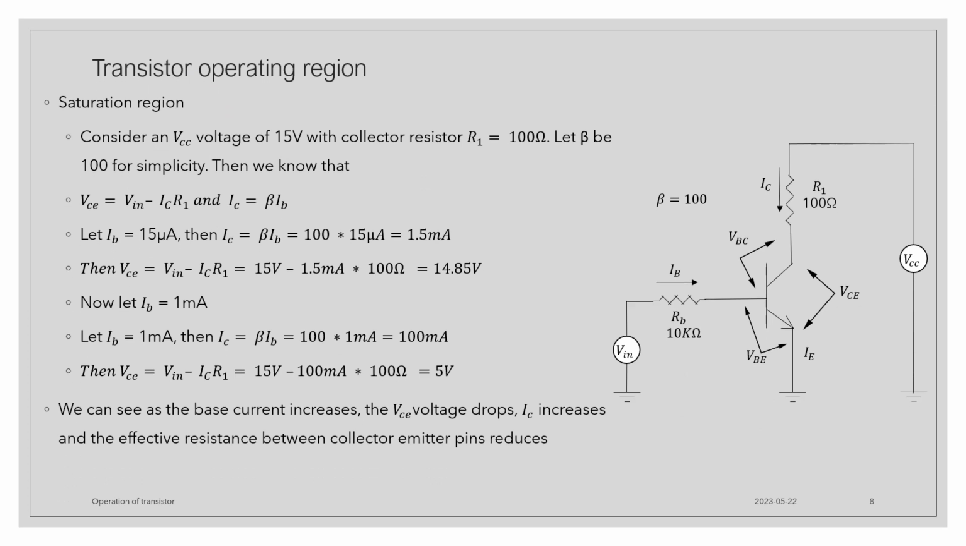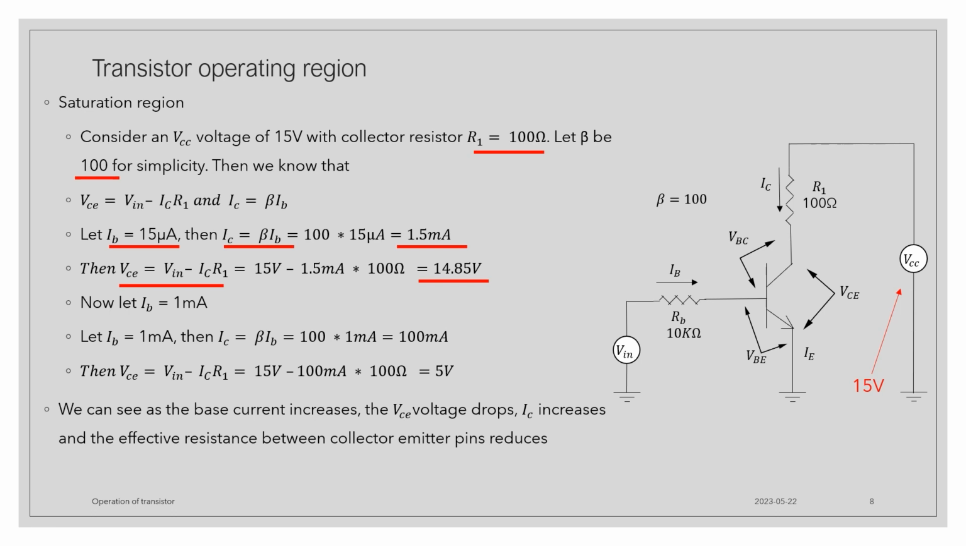Let us now look at the saturation region. Let the supply voltage be 15 volt and the series resistor be 100 ohms. Let the gain of the transistor be 100 for calculation. Let us assume that IB is equal to 15 microamps. With these known values, we can calculate IC. IC is equal to beta IB, that gives us 1.5 milliamps. Knowing IC, we can calculate VCE. VCE is equal to Vin minus IC R1, that gives us 14.85 volt.